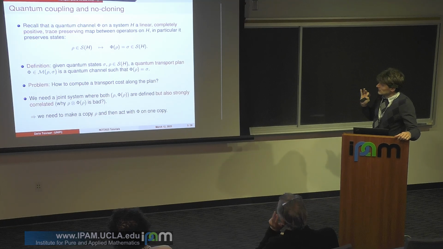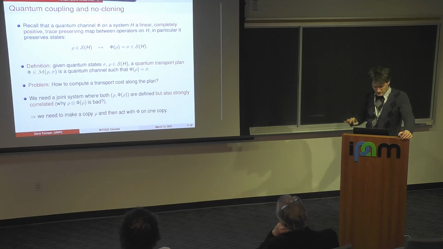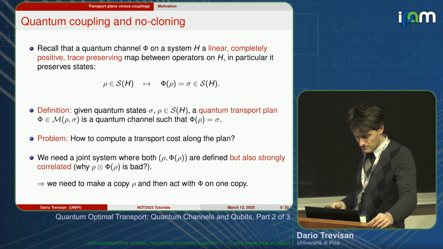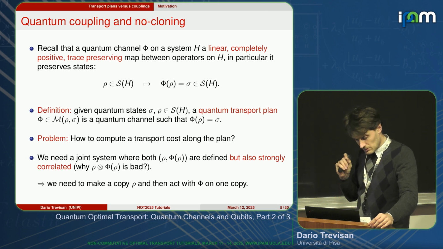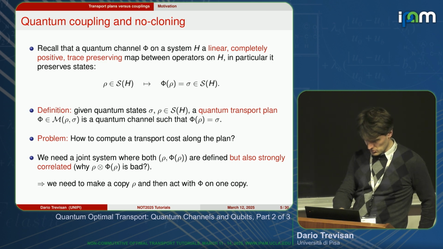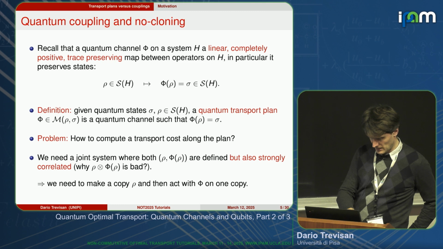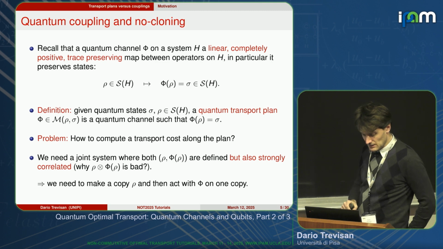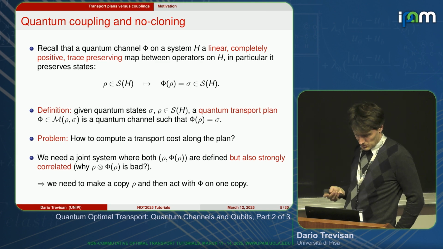Okay, so let's be then very clear with the definition. Recall that a quantum channel, which we defined yesterday, is a completely positive, trace-preserving linear map acting on operators and preserves states in particular. Now, given two quantum states, sigma and rho, let's say now that rho is our source, we want to find a quantum transport plan. We write phi, which will be a plan, let's call it M from rho to sigma, is a quantum channel such that phi of rho equals sigma. Okay, as simple as that.